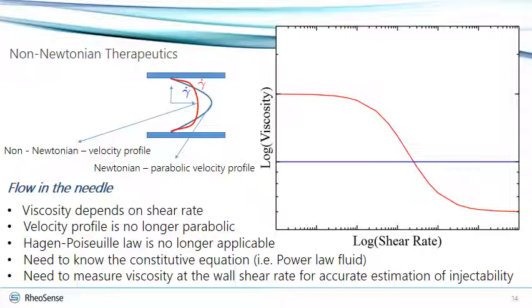In the region where viscosity is dependent on shear rate, the velocity profile is no longer parabolic, as exemplified by the blue and red lines in this figure. The slope of the velocity profile, which is the shear rate at the wall, is no longer described by Hagen-Poiseuille's law. It is larger. In order to estimate the shear rate, we need a constitutive equation for the fluid behavior because we need to measure viscosity at the true wall shear rate for accurate estimation of injectability.